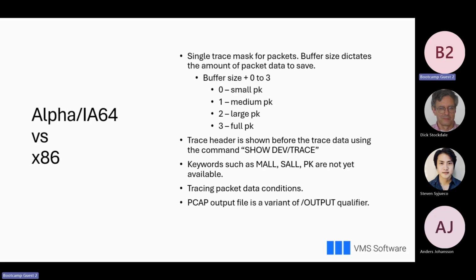Tracing packet. For the tracing packet data condition, I believe you have to have both receive and transmit enabled before it is captured. So it's like a pair, receive and transmit. In x86, I could just focus on events like receiving or transmitting. I could have one of them enabled, but in Alpha and IA64, they have to be enabled at the same time.